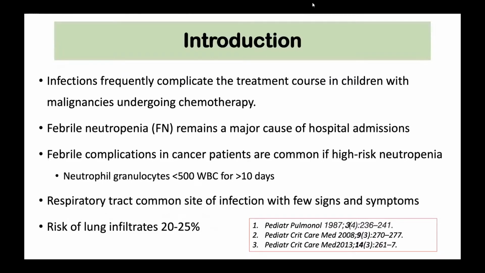So we know that infections frequently complicate the treatment course in children with malignancies undergoing chemotherapy. Febrile neutropenia remains a major cause of hospital admissions, and febrile complications in cancer patients are common if high-risk neutropenia persists, especially a count which is less than 500 for more than 1 week to 10 days. We also know that respiratory tract are common site of infection with few signs and symptoms in a child with neutropenia. It is estimated that the risk of lung infiltrates is about 20 to 25%.